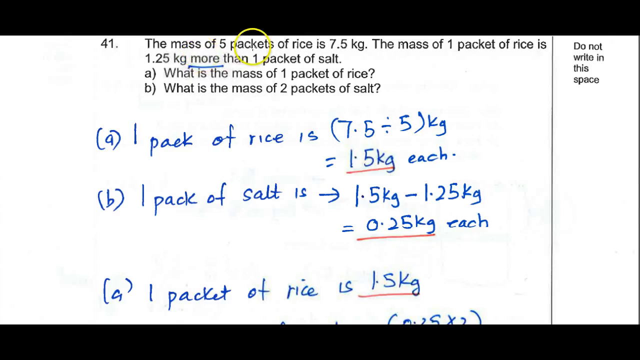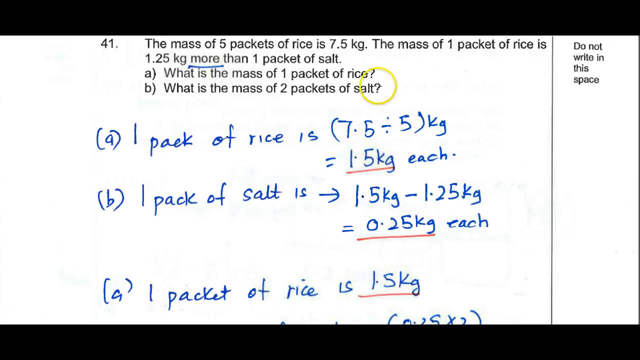The weight of 5 packets of rice is 7.5 kg. The weight of 1 packet of rice is 1.25 more than a packet of salt. Okay, 5 packets is 7.5 kg, right? You must find out one packet first. So what is the weight of 1 packet of rice? Take 7.5, divide by 5 first, you get 1 packet of rice. The weight of 1 packet of rice is 1.5 kg.